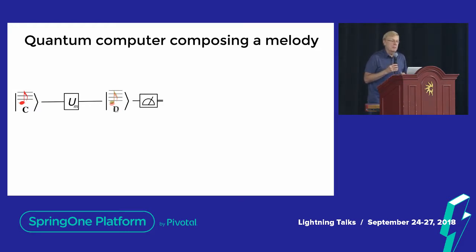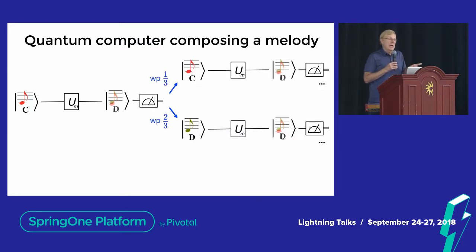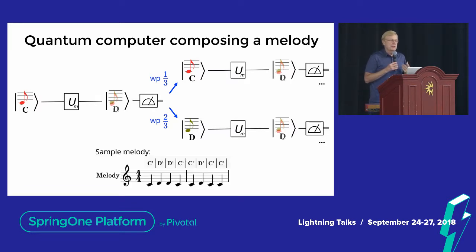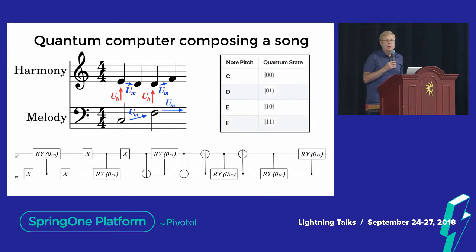So when the quantum computer composes a melody, it starts out with a C. It puts it through what's called a unitary gate, which has all of those transition probabilities in it, and then it measures it. Because of the probability amplitudes, with probability 1/3 it would collapse as a C, or with probability 2/3 it would collapse as a D. And after a few iterations of running that circuit, if we just had C's and D's, that might be a sample melody using the probabilities of quantum computing.